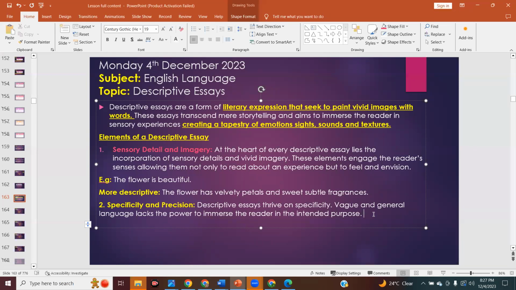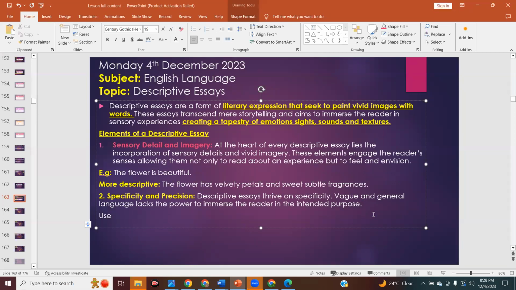All right. What's also very good to use is figurative language. So, use of figurative language. Even some of you did it when I asked you to be descriptive. You thought you were using simile and stuff like that. So we could use similes, metaphors, all of that, to make our writing more descriptive.